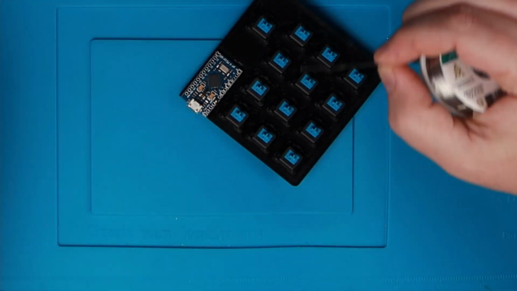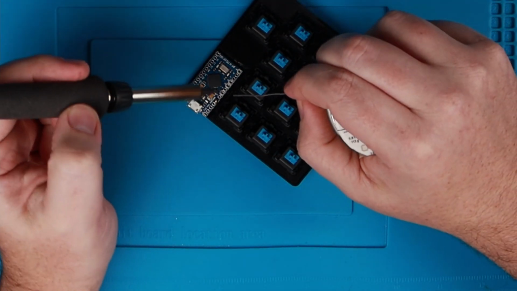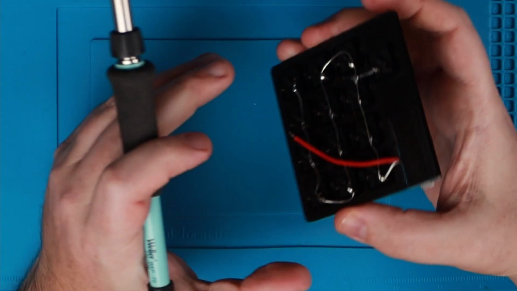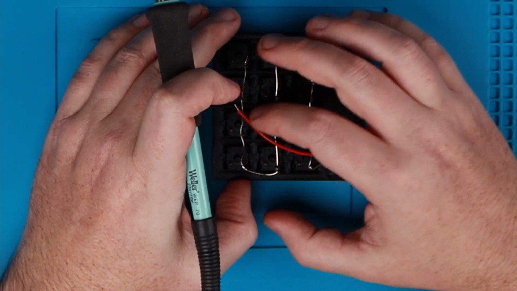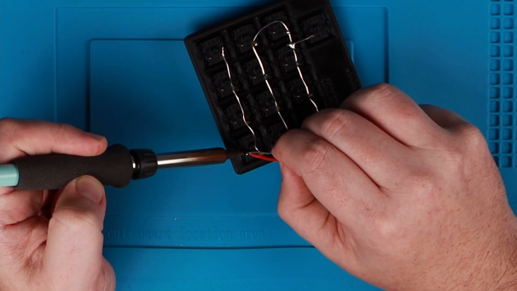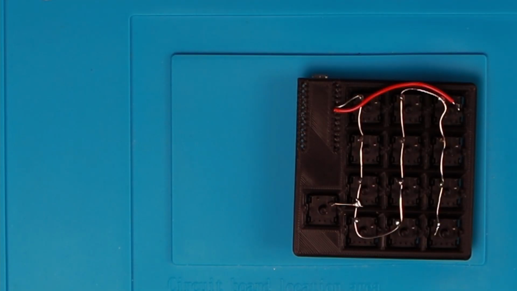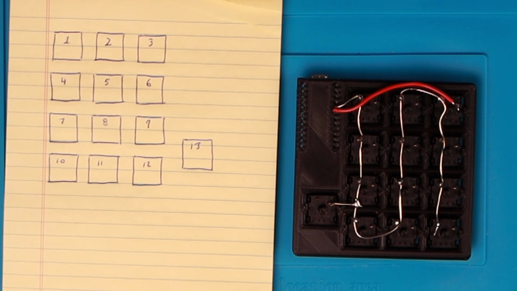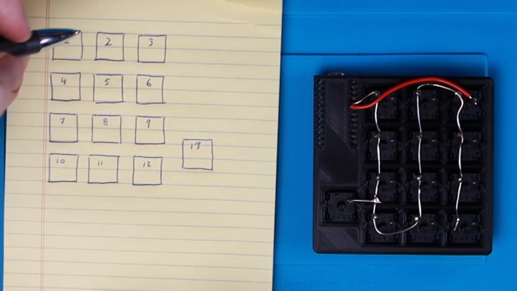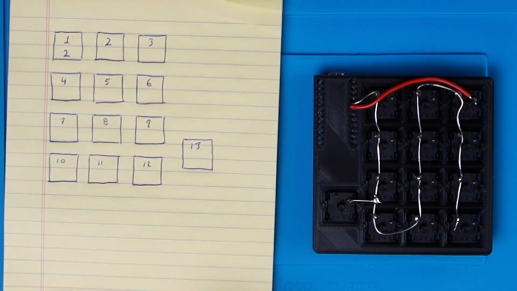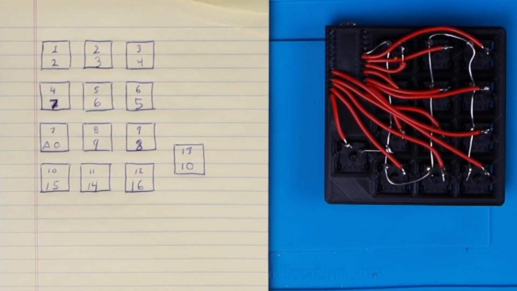A bit of solder on the top. And then a bit more on the bottom. And that's one switch fully wired. I also made myself a diagram to keep track of which pin each switch is wired to. At the top, I number all the switches, and I write the pin numbers on the bottom as I go. After a bit of time and a few corrected typos on my diagram, I end up with something looking like this.